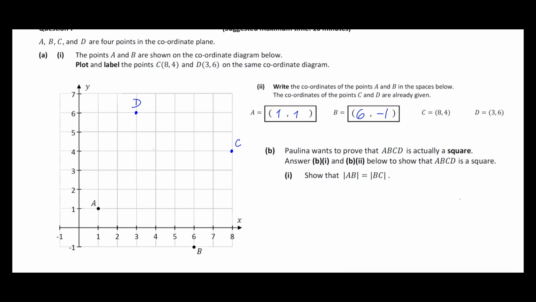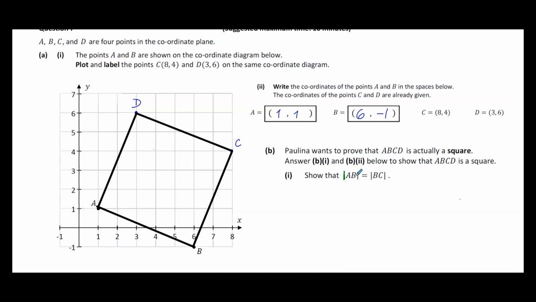Now, they are not telling us to join, but I just want to show you that the points create a shape. So she wants to show that that is actually a square. And how is that done? We have to show that, and I have to understand what that means in coordinate geometry.